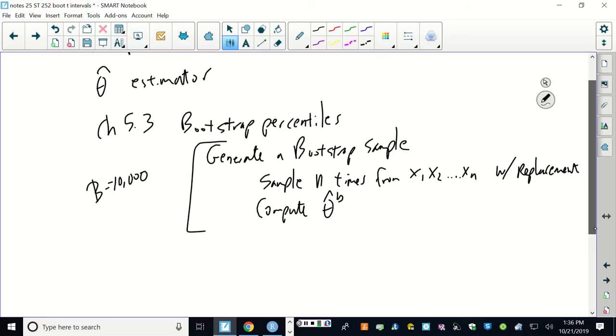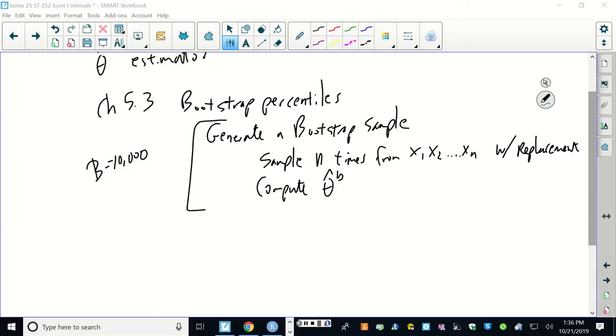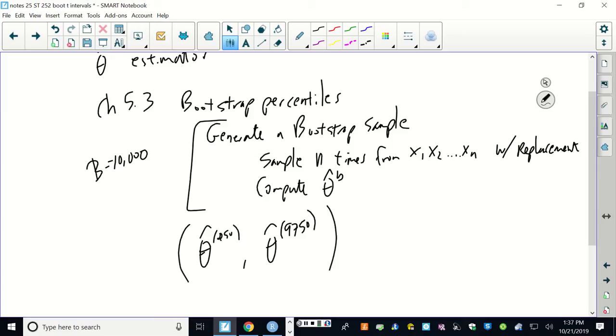And then simply sort all the values and report the, which one is that going to be? The 250th theta hat up to the theta hat 9,750th, in that order, and report that as an interval. And if the sample size n is not too small, the bootstrap samples can have a lot of variability, and take enough bootstrap samples so you can determine those endpoints pretty well. So it should work pretty well in many cases.